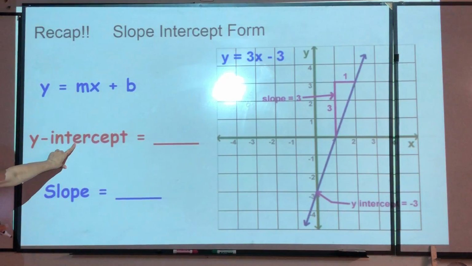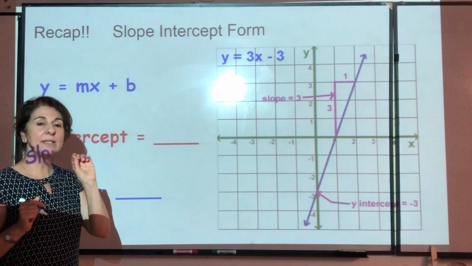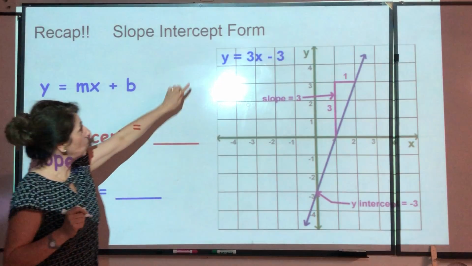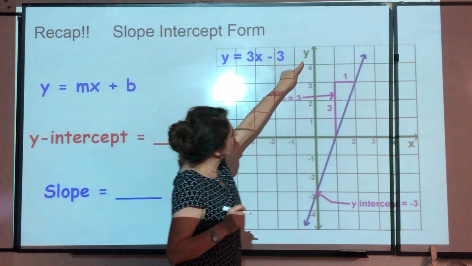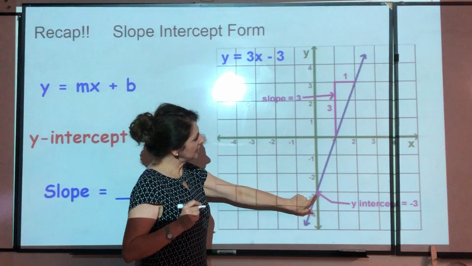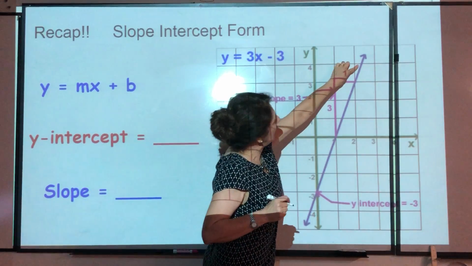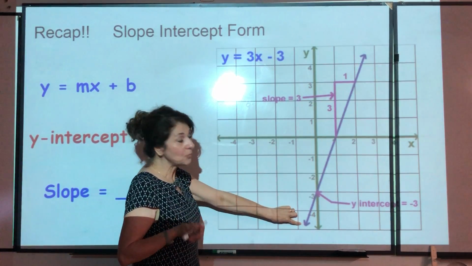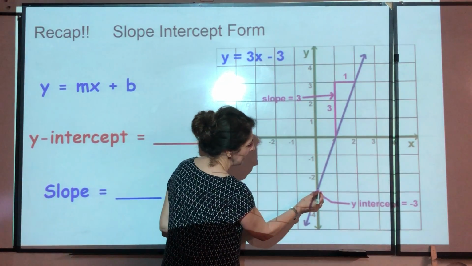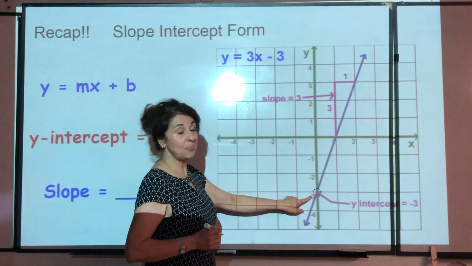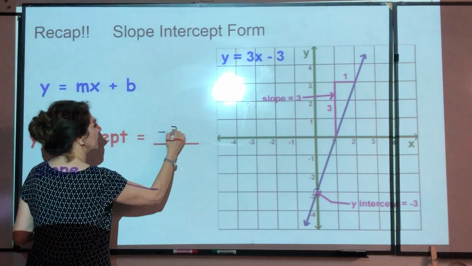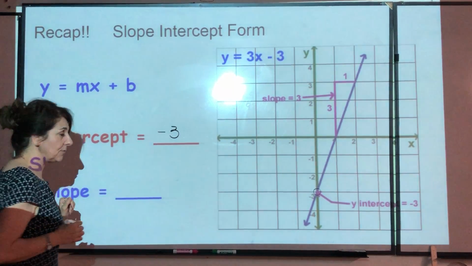So the y-intercept is the point where the line crosses the axis y. So if I have here, see, my axes are here. The point where it's crossing, this is the line, and the point where it's crossing the y is right here, which is the point -3. So I come here and I write -3.